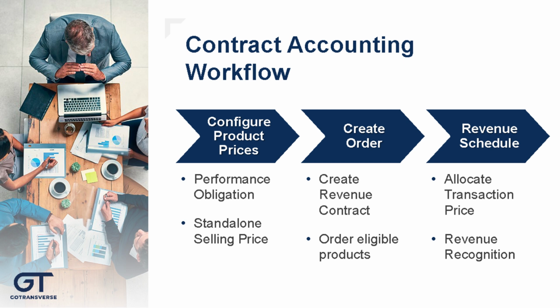As mentioned earlier, we support ASC 606 and IFRS 15. We do this through the GT Revenue Management's Revenue Schedule object. GT billing holds product prices defined with a performance obligation and standalone selling price, as well as a revenue contract object that holds contract start and end dates. When eligible products are ordered with the transaction price from the contract, the GT system transfers the information to a revenue schedule that allocates the transaction price to the performance obligations based on the relative value of the standalone selling price in accordance with the regulations.